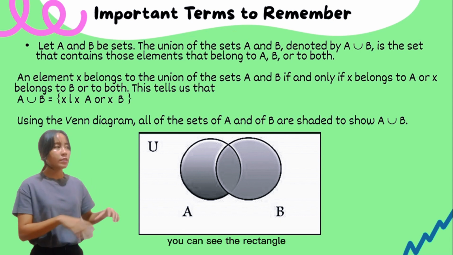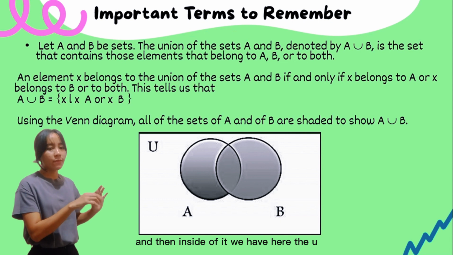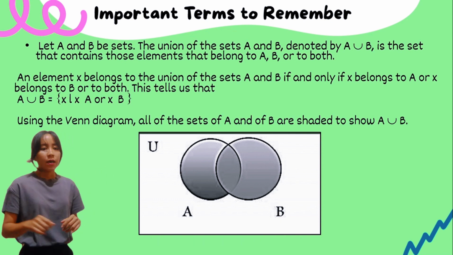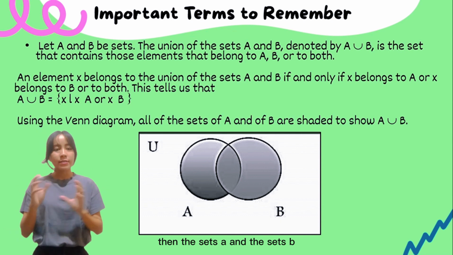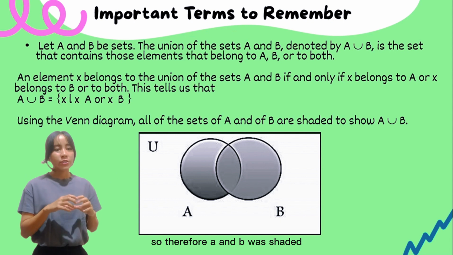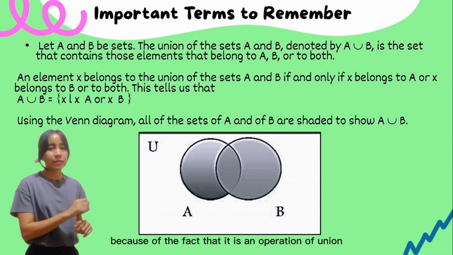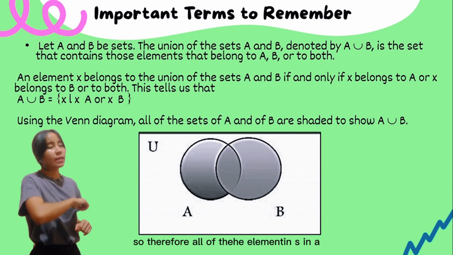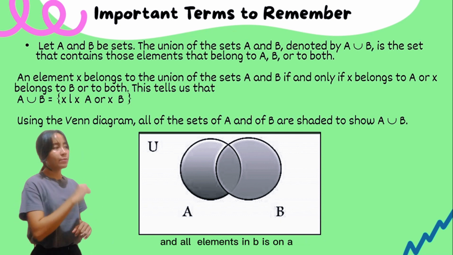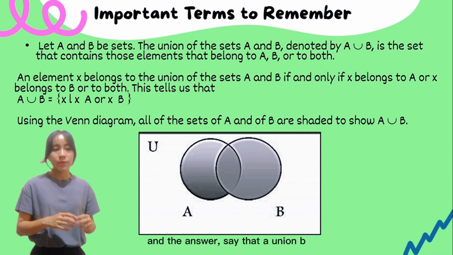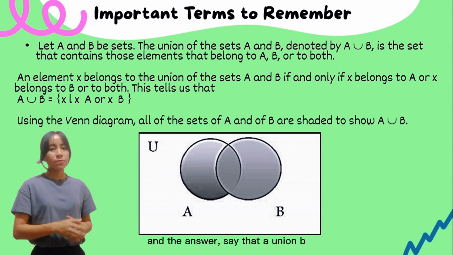So, ibig sabihin, you can see the rectangle, and then inside of it, we have here the U, which is the sign for universal set, and then the sets A and the sets B. So, therefore, A and B was shaded because of the fact that it is an operation of union. So therefore, lahat ng elements sa A at lahat ng elements sa B is ang answer when you say that A union B.